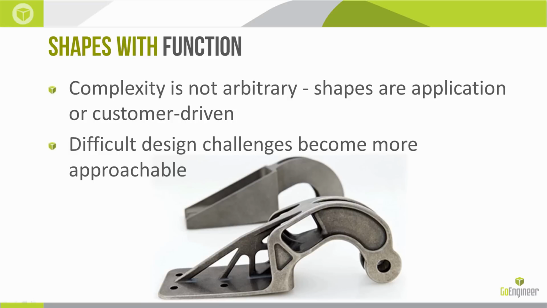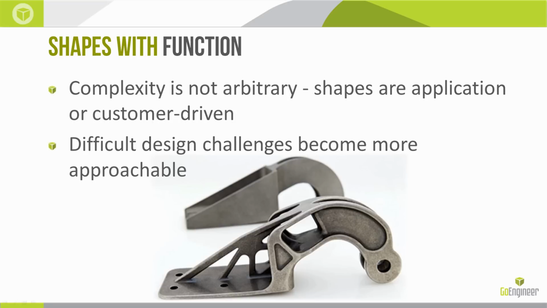So as I mentioned before, most of these complex shapes have function behind them. The image that we had on the previous slide was something called a Klein bottle, and it's kind of a mathematical oddity. It's complex for the sake of being complex. That's kind of the minority example in the industrial 3D printing world. Most people are printing parts that are complex in nature because the application drives that complexity.